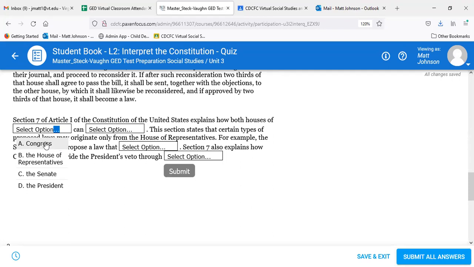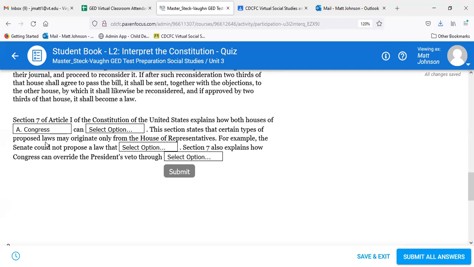So Article 1 of the Constitution of the United States explains how both houses of Congress can raise revenue, veto, pass bills, right? Pass bills. Okay. So only the House of Representatives can raise revenue or bring that to the floor. But when it comes to passing bills, either Senate or House of Representatives can introduce legislation. All right.